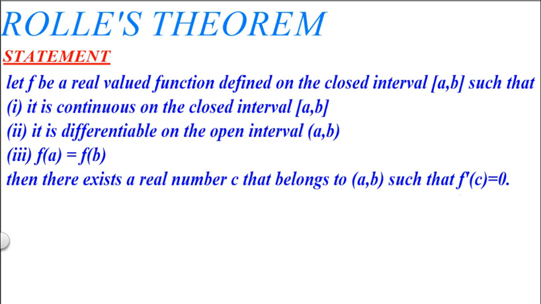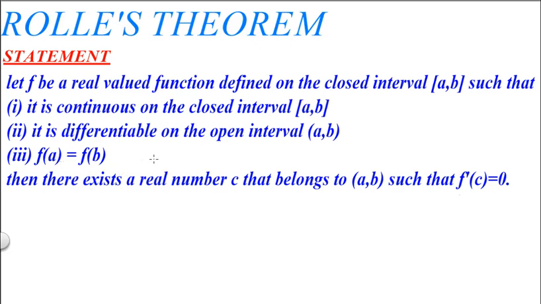So first of all, we'll move to Rolle's theorem, whose statement is given as: if f be a real valued function which is defined on the closed interval. So you have to suppose one function that is real valued, meaning its input and output values are all real numbers, on the closed interval [a, b], such that the function should be continuous, differentiable, and the third condition is f of a equals f of b.